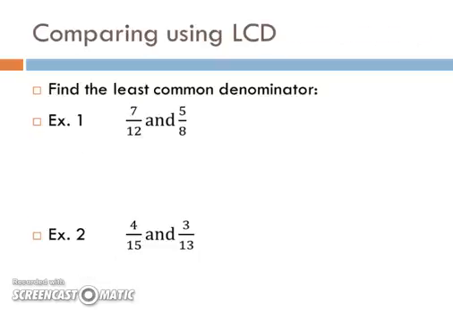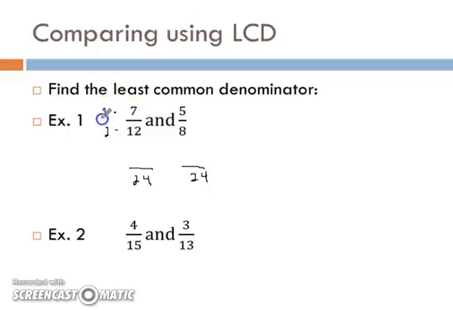If you compare using the lowest common denominator, you want to look at the two fractions and figure out what the least common denominator is, and then rewrite the fractions. So I have 7/12 and 5/8. Thinking about multiples, 12 times 1 is 12, 12 times 2 is 24, 8 can go into 24, so the least common denominator is 24. So you want to rewrite so that the fractions have a denominator of 24. To know what to multiply by, 12 times 2 is how we get 24.